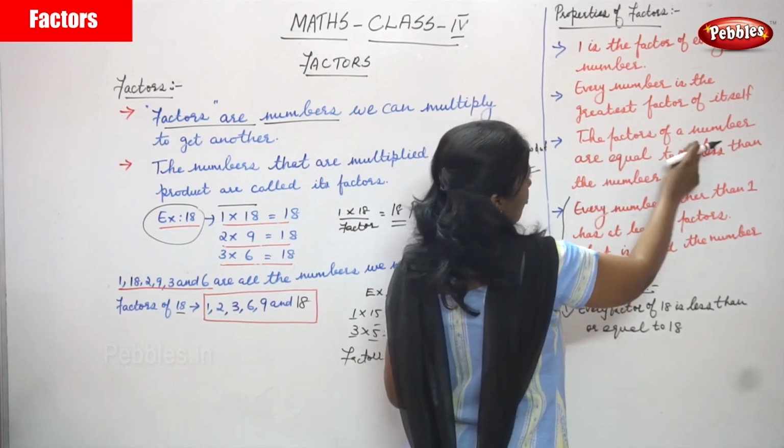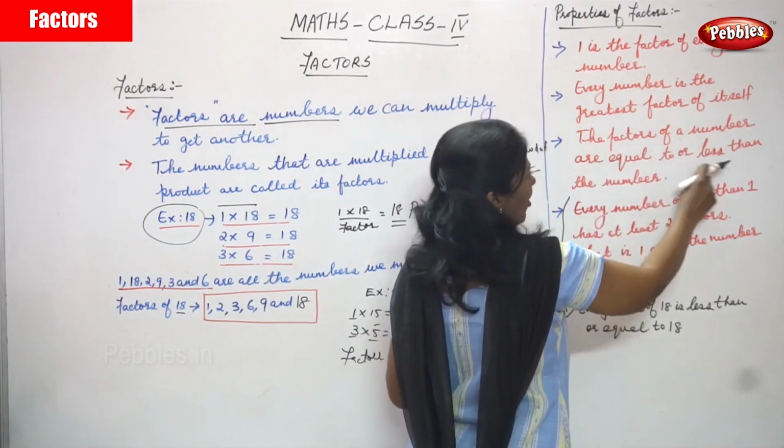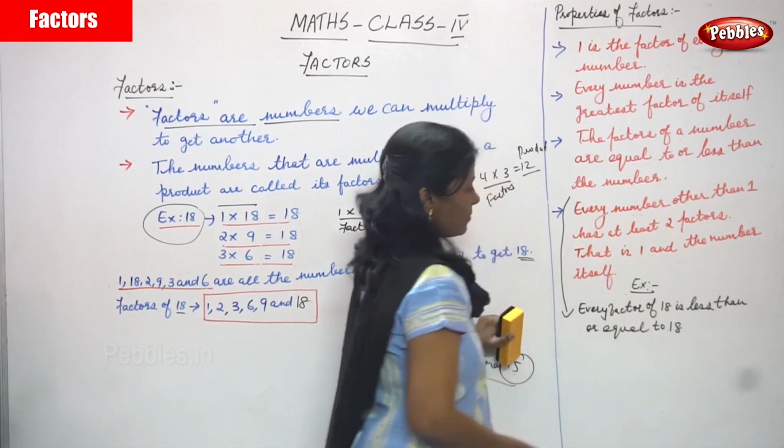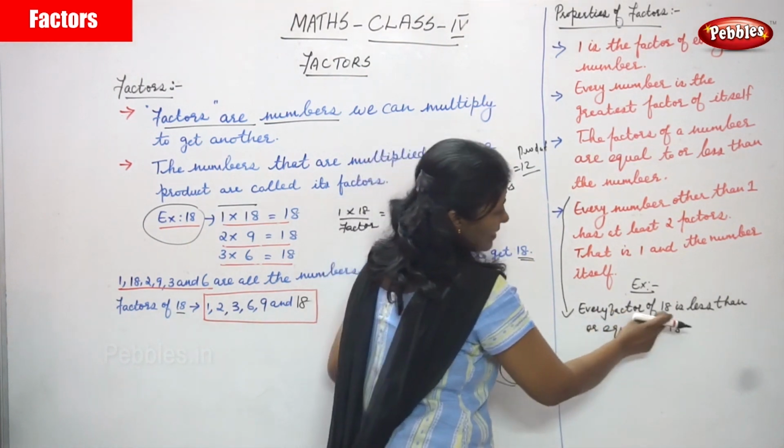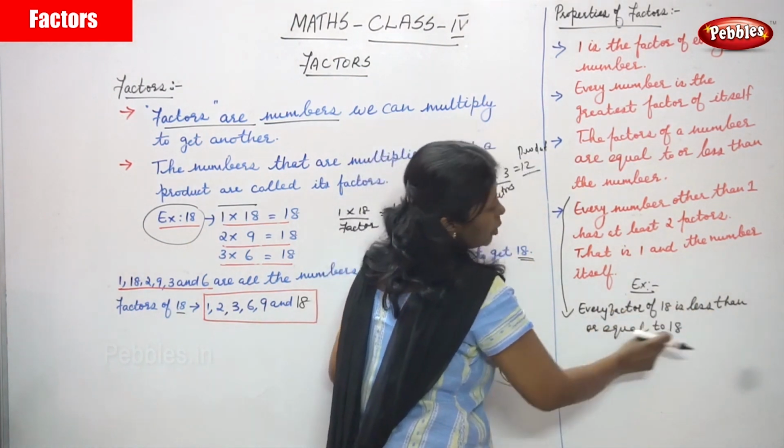Next property: the factors of a number are equal to or less than the number. I'll give the proper explanation. Example: every factor of 18 is less than or equal to 18.